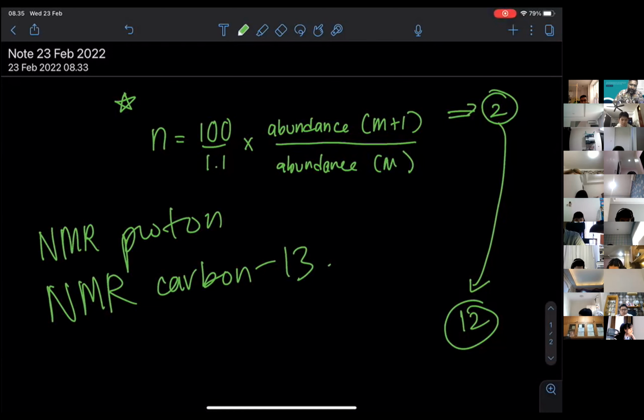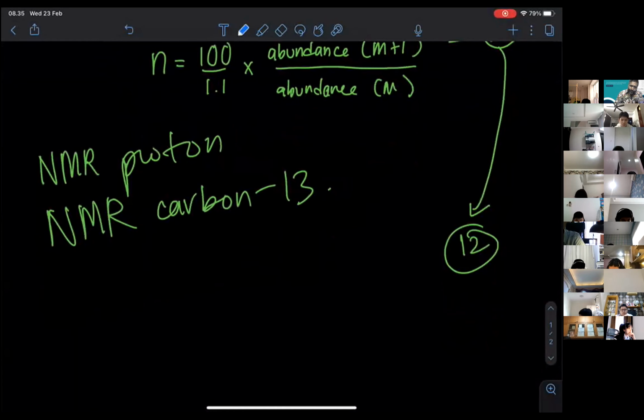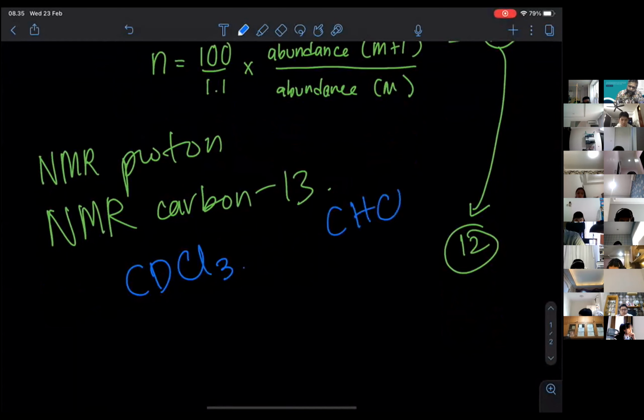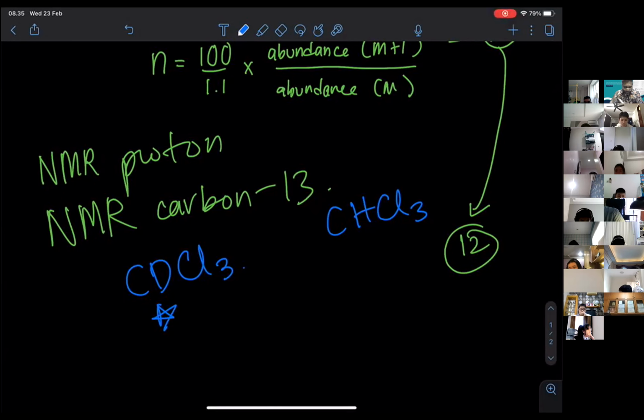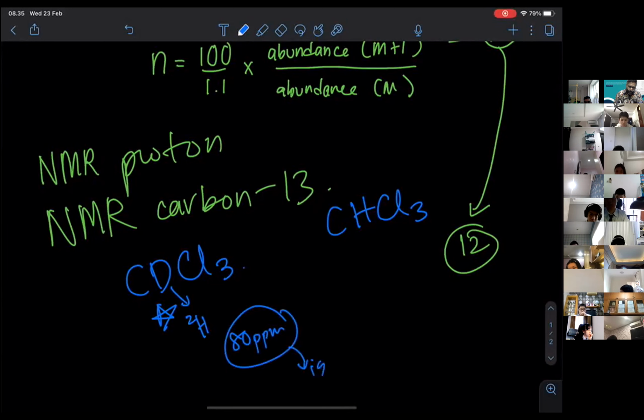Another quite important thing: I mentioned CDCl3. Why do you use CDCl3 instead of CHCl3? To minimize the interference towards the NMR spectrum. Because if you use deuterium, which is an even-numbered hydrogen, it is not going to give you a peak in the NMR spectrum. But it still gives you a signal at 80 ppm, which we ignore.